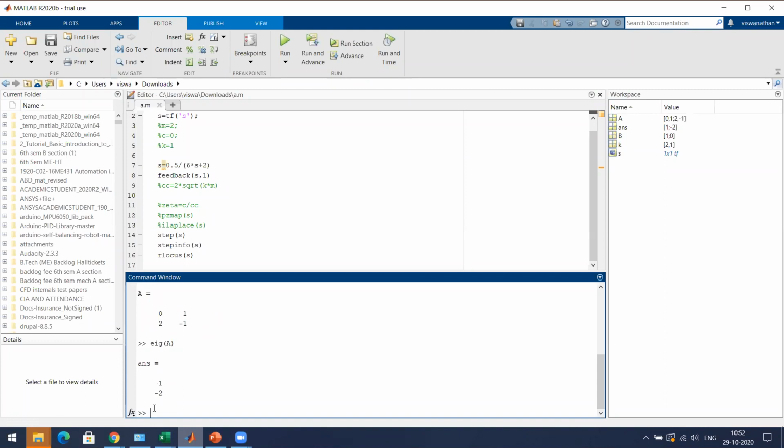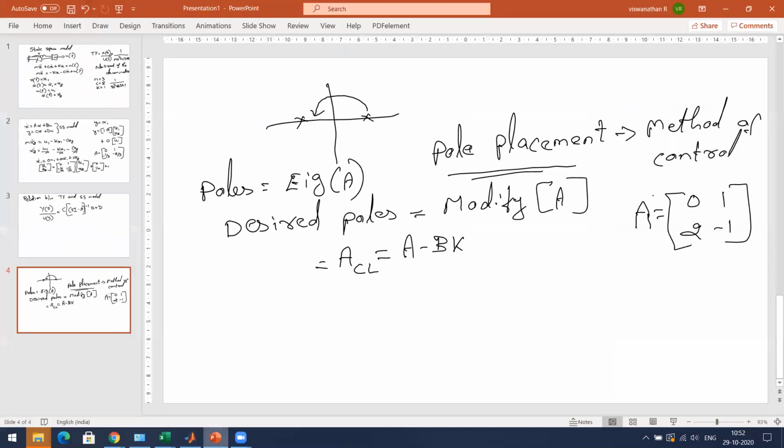So is the system stable? No, sir. We still have a positive pole, positive 1. What we are actually getting is 1 and minus 2. By using the pole placement method, I want the desired poles to be at, say, minus 1 and minus 2, so that the system becomes stable.